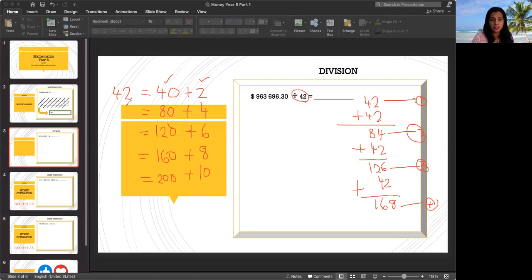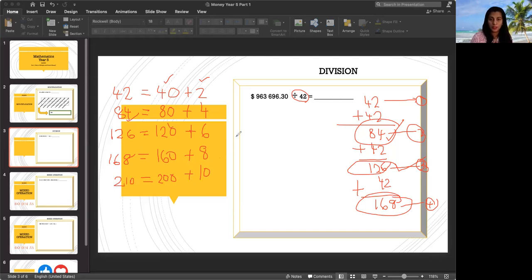So what is 80 plus 4? You have 84. Now can you see 84? 84 is the same. 126, 120 plus 6 is 126. Here you go, 126, 3 times 42. 168, this is 4 times 42. And then over here, it's 210. And that is 5 times 42.